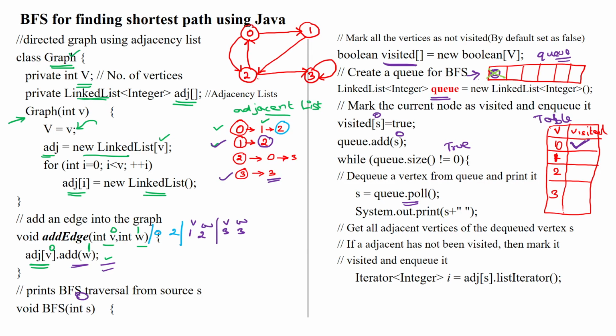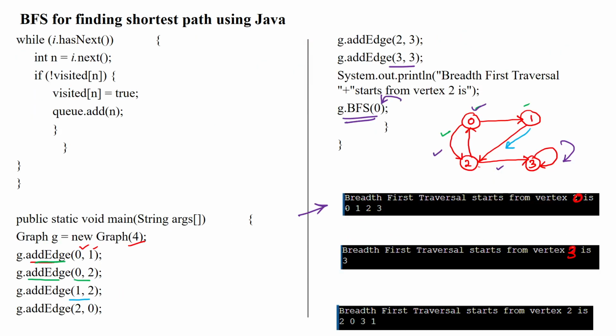Now that s is printed. What is s? 0 is printed. So 0 is printed in the output. This is the 0 we printed in the output for the traversal.